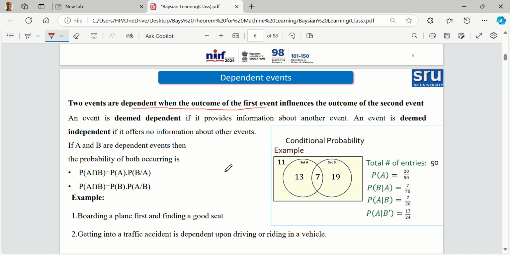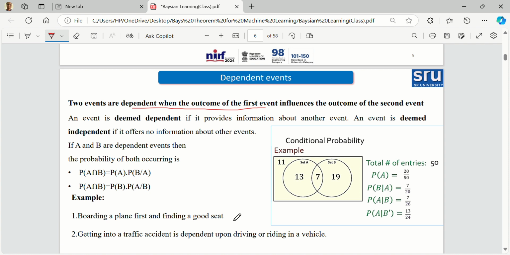If A and B are dependent events, then the probability of both occurring, probability of A intersection B, is equal to probability of A into probability of B given A. Similarly, probability of A intersection B is equal to probability of B into probability of A given B. The example is boarding a plane first and finding a good seat. Both are independent; we cannot say that you will get a good seat or not.